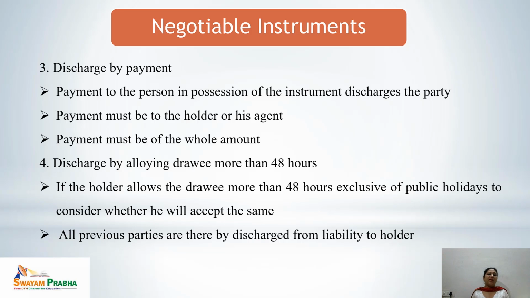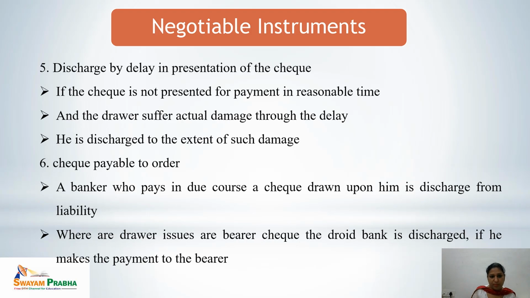Next is discharge by allowing the drawee more than 48 hours. Let's suppose the holder allows the drawee more than 48 hours, exclusive of public holidays, to consider whether he will accept the bill or not, and if the 48 hours has gone without any notice of acceptance, the liability of the other person has been discharged. Not only that party, but all the parties prior to that would be discharged from their liability to the holder.